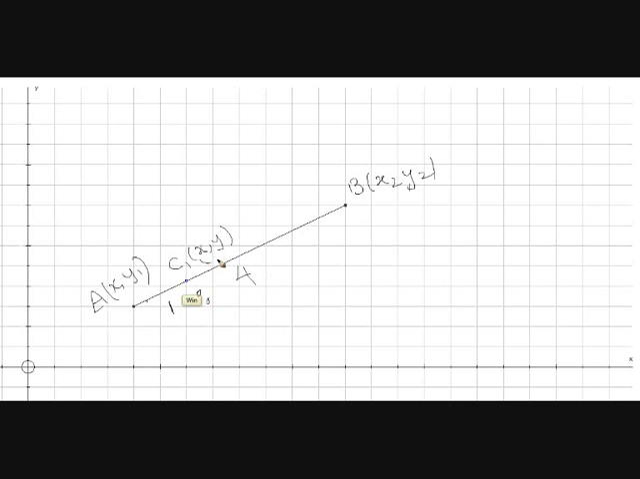How will you find the point x comma y? This is left to the readers. The C can also be anywhere. Say for example I can move the C somewhere here and say that it is cutting the line AB in the ratio 5:1. So this C, how will you find it?